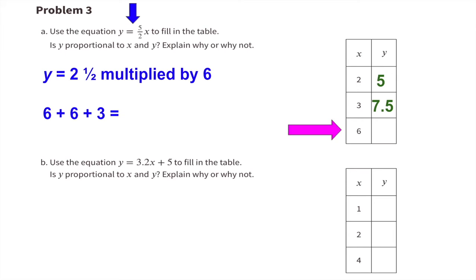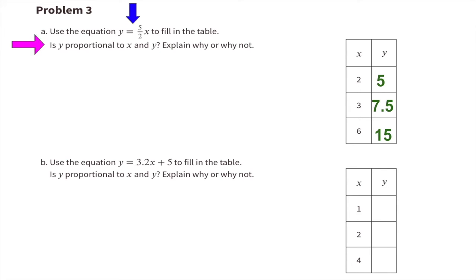When the value for x is 6, it would be y equals 2.5 multiplied by 6, or 6 plus half of 6. And 6 plus 6 plus 3 is 15. When the value for x is 6, the value for y will be 15.